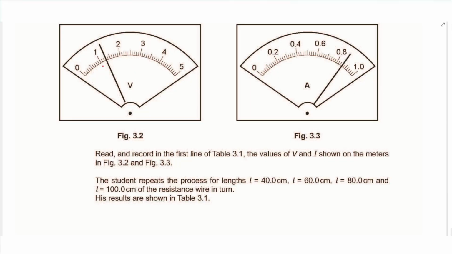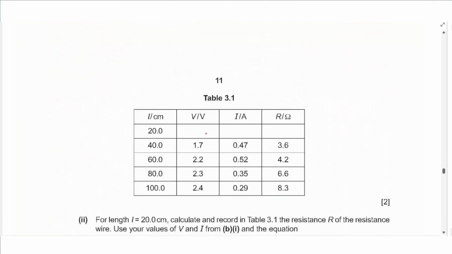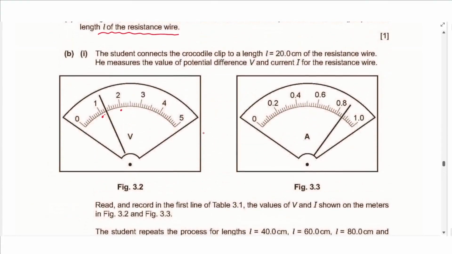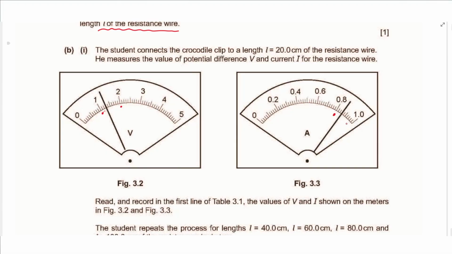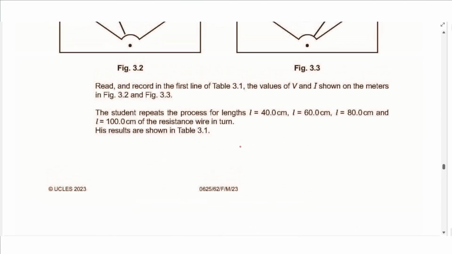First, we read this. From 1 to 2 there are 10 divisions, so every division is 0.1. So we have 1.1, 1.2, 1.3 volts, and we go to the table and we write down 1.3. Then we go back to the other diagram. Here from 0.8 to 1, that's 0.2 amperes, which means that every division is 0.02 amperes. So this is 0.82, 0.84, 0.86. So we go to the table and we write down 0.86. We go back to the page.